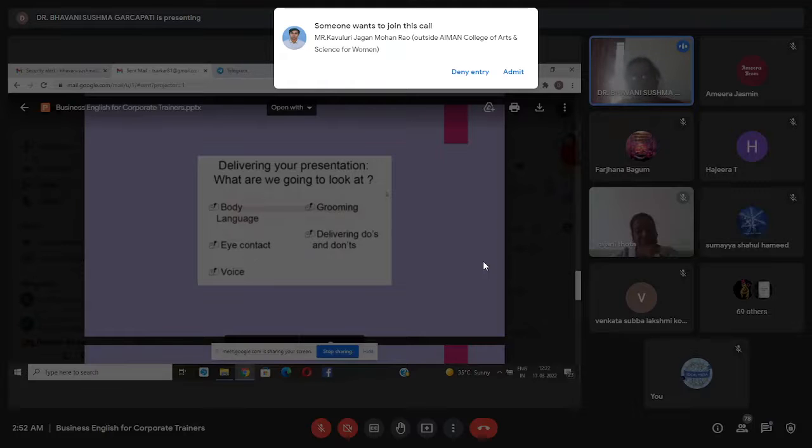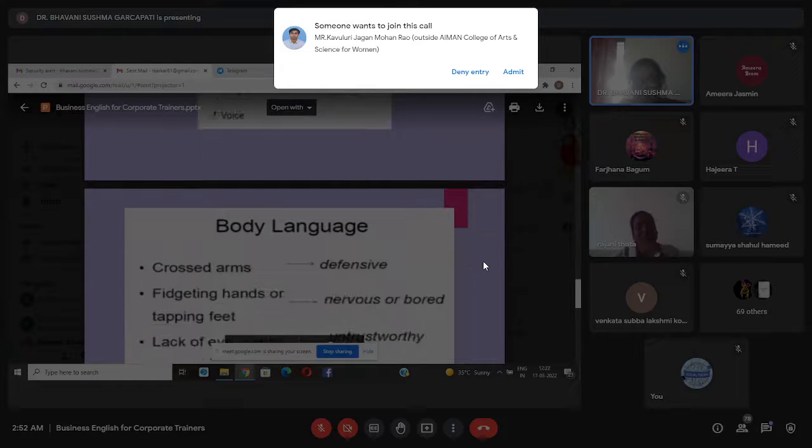And grooming, well groomed, well dressed. For an interview or anything else, outward appearance also plays an important role. So that one is also a most important thing. So all these things should be done. And this should be avoided.